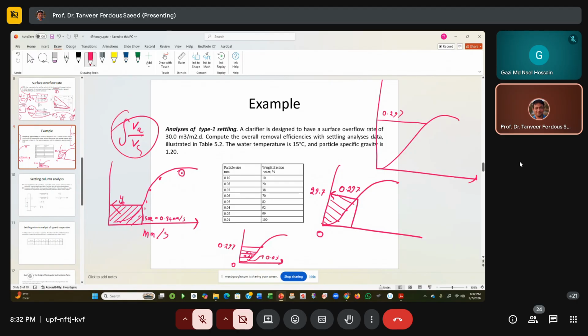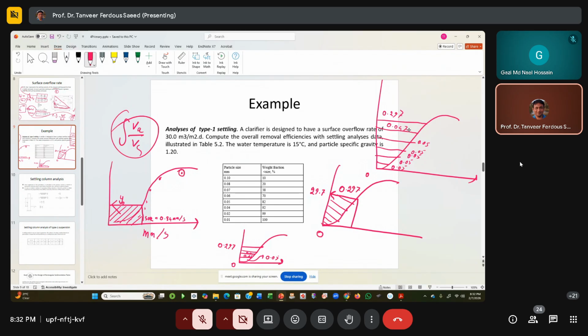0.297 and this is 0. So the first slice interval 0.05, again 0.05, so 0.1, again 0.05, 0.15, again 0.05, 0.2, again 0.05, 0.25, and then we cannot go further because the upper limit is 0.297. So this one will be 0.047.